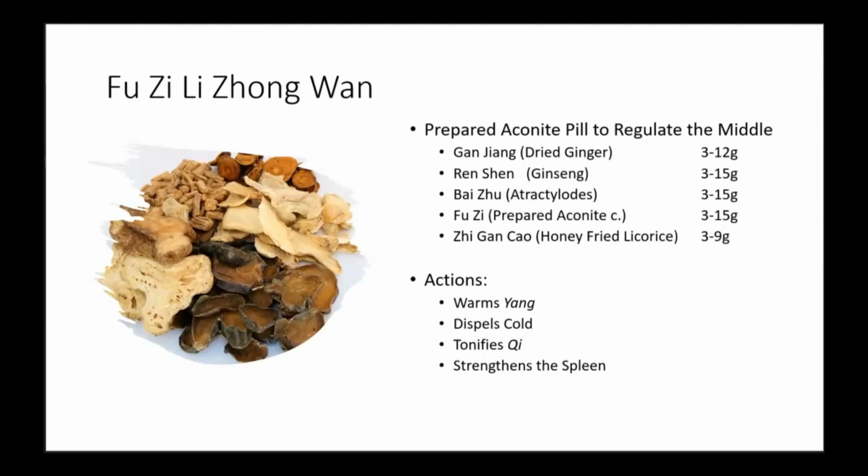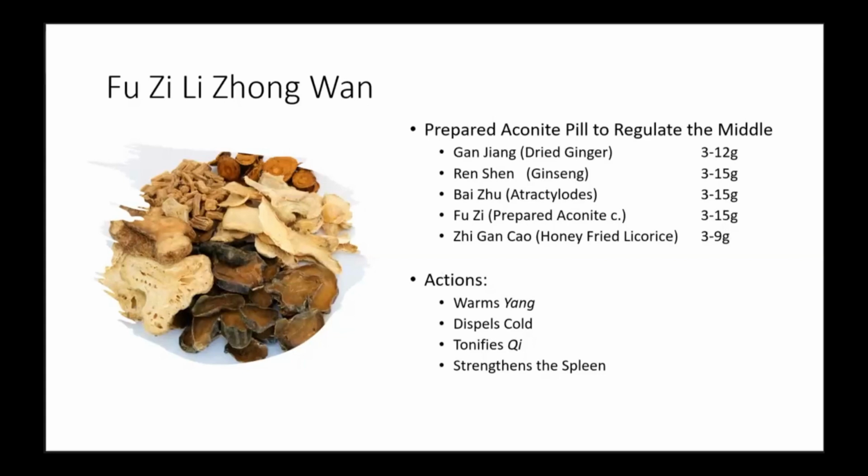And the formula that I wanted to show you guys is dried ginger, which is very hot. Fresh ginger is warming, but dried ginger just concentrates it, so it's even hotter. You got ginseng, that's another warming, activating qi tonic. Atractylodes. Then you've got the aconite, the prepared aconite, fu zi, and then you've got a little bit of licorice to balance the thing out.